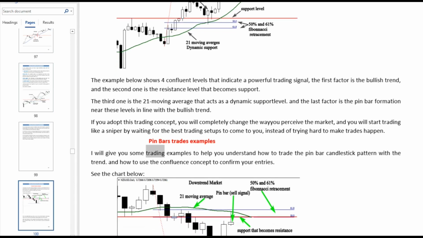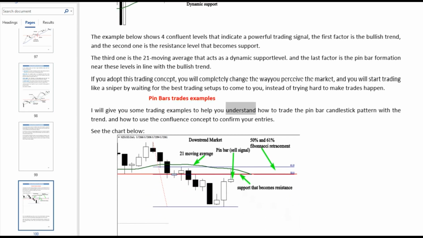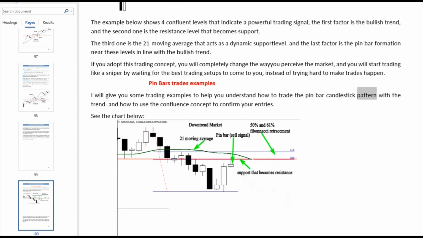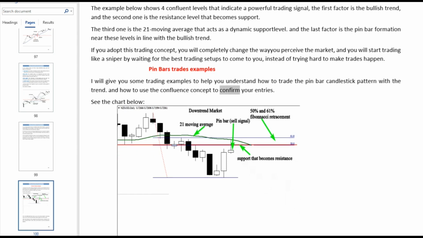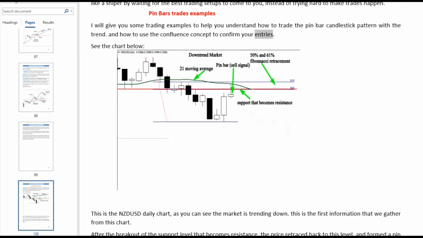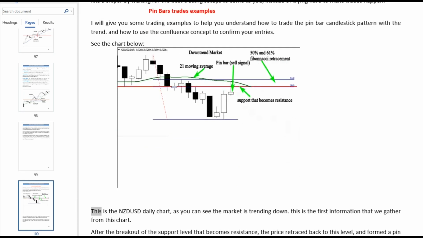I will give you some trading examples to help you understand how to trade the pin bar candlestick pattern with the trend, and how to use the confluence concept to confirm your entries. See the chart below. This is the Engulfing daily chart. As you can see, the market is trending down. This is the first information that we gather from this chart.